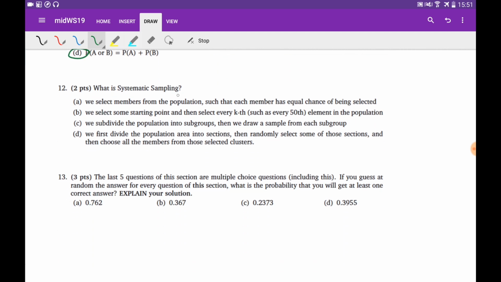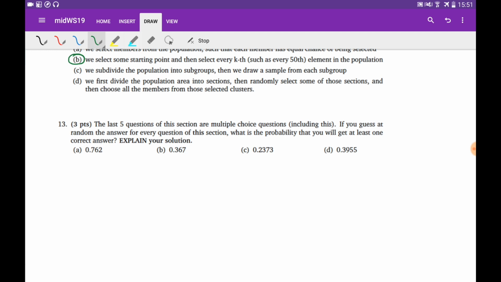So systematic sampling is about this answer B. We select some starting point and then select every k-th case. All the others are going to be non-systematic sampling. So question number 13 requires you to explain the solution for this question as well. Without the solution, this question will not be graded.